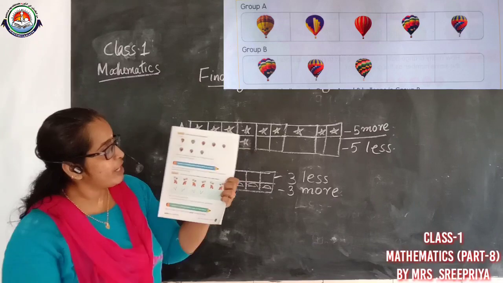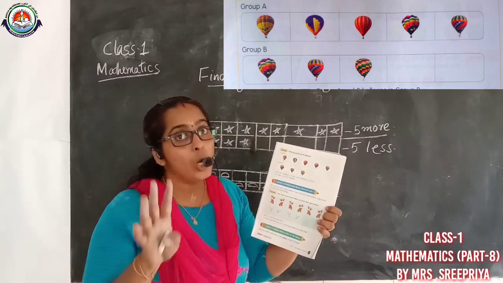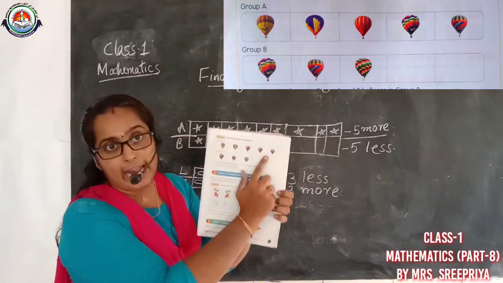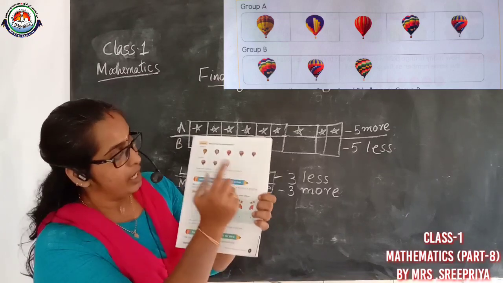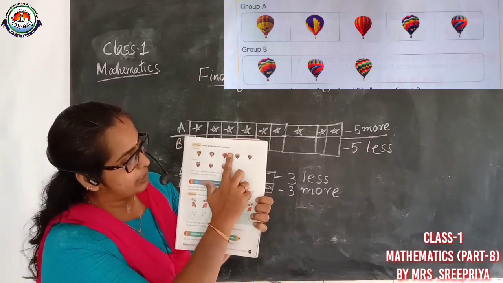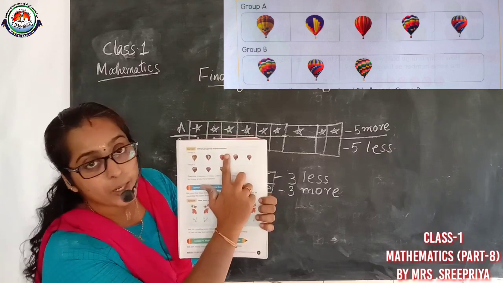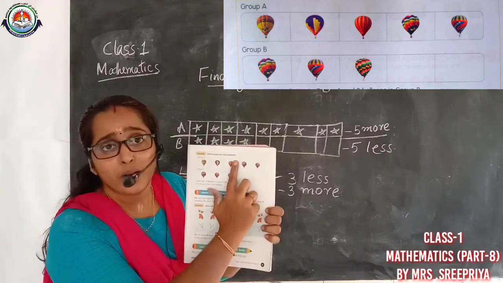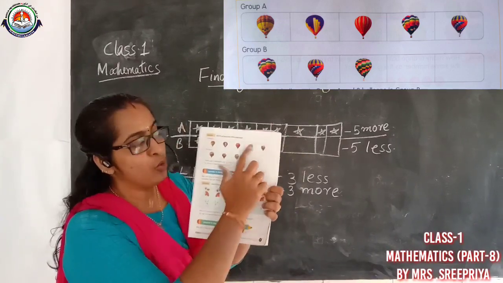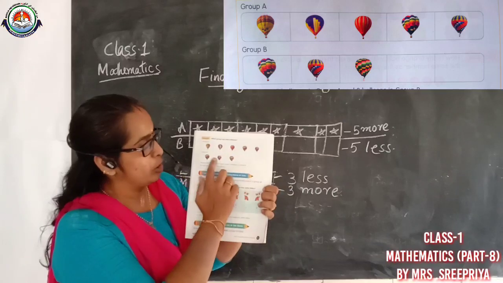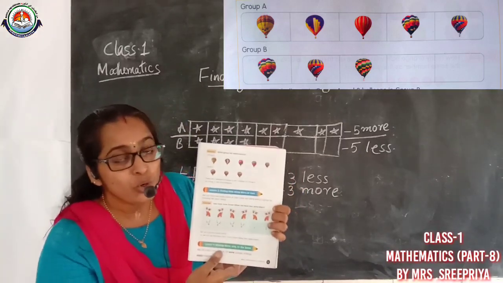Yes. Okay, but we need to check how many more balloons are there in group A. See, how many more will be there? Till here it is same. 3, 3 both are same. How many more came here? Yes, very good. 2 more. And what about here? Group B, 2 less.